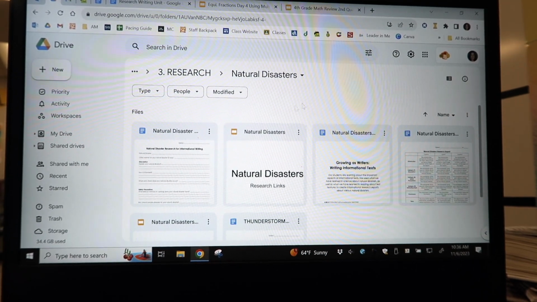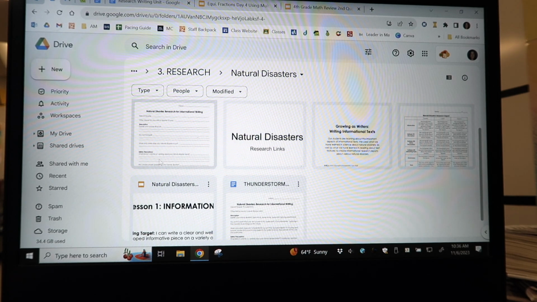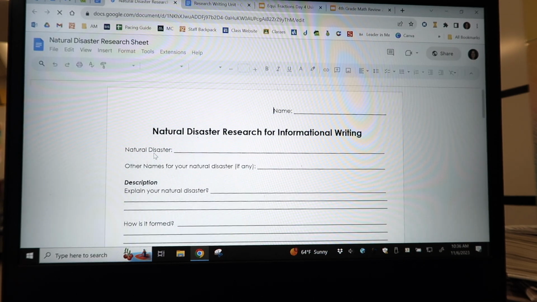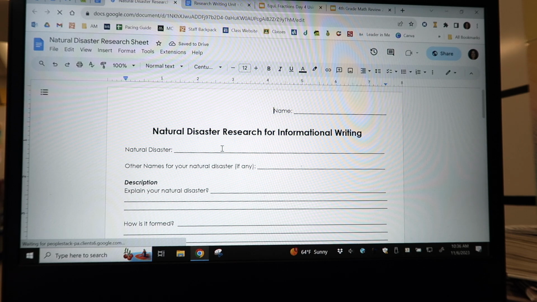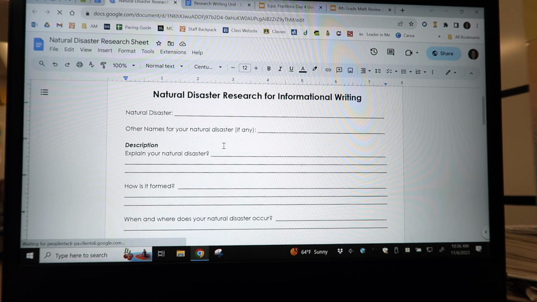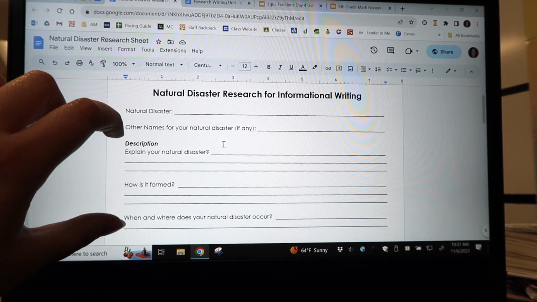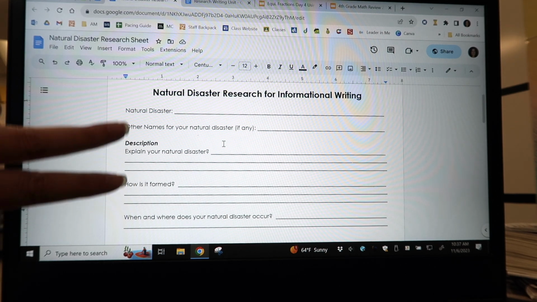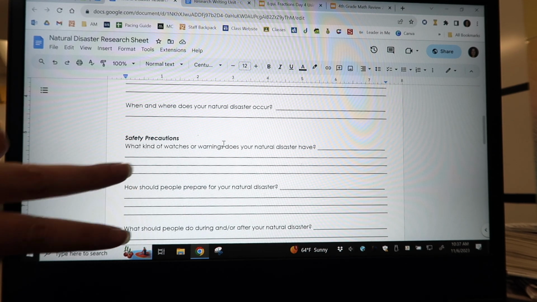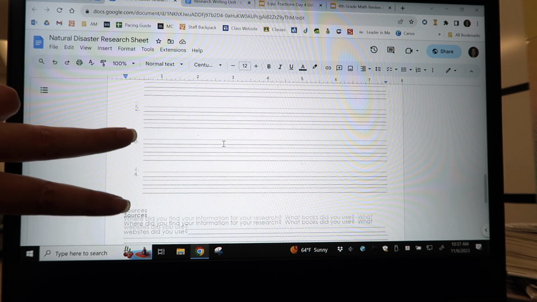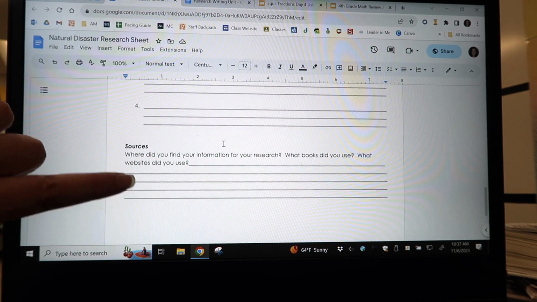So I just created a folder on my drive that has everything that I am using to teach it. So I used the previous form that we had for planet research, and so just did it very similar with natural disasters. So in order to know what to teach the students, I had to figure out what they are actually researching. So a description of their natural disaster, the safety precautions, and then we always included an interesting facts paragraph, and then their sources where they got their information.